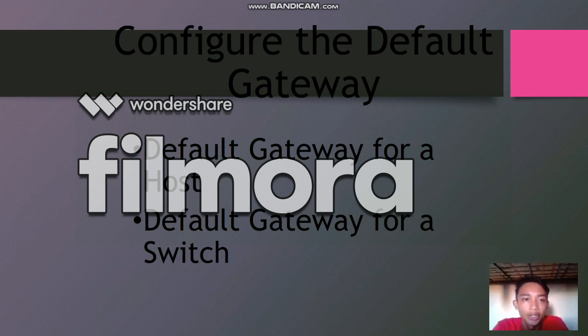Default gateway for a switch. Typically, a workgroup switch that interconnects client computers is a layer 2 switch. A layer 2 switch does not require an IP address to function properly. However, if you wish to connect to the switch and administratively manage it over multiple networks, you will need to configure the SVI with the IPv4 address, subnet mask, and default gateway address.